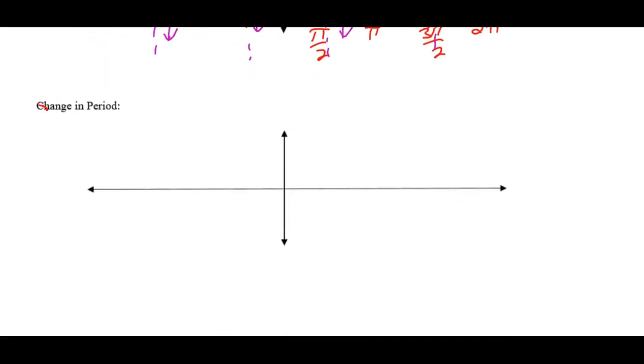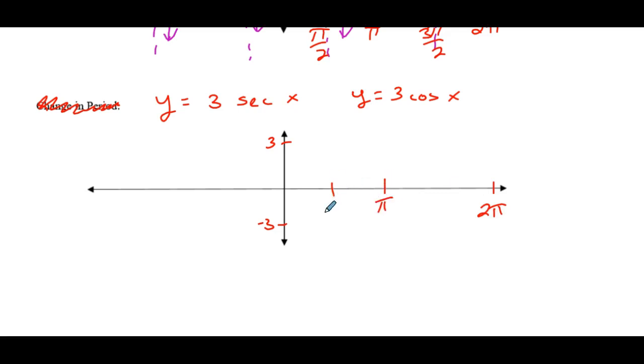Alright, and then the last one we're going to look at here is one of the reciprocal functions, not the inverse. We'll do y equals 3 times the secant of x. So again, you're thinking about the reciprocal of secant, which is cosine. So if I was to graph y equals 3 cosine of x, I know this is 3 and this is negative 3. Our period is 2 pi. Just throw all these on here.